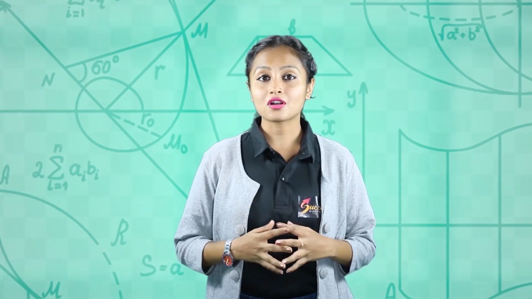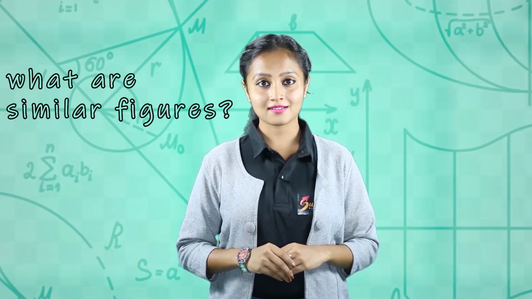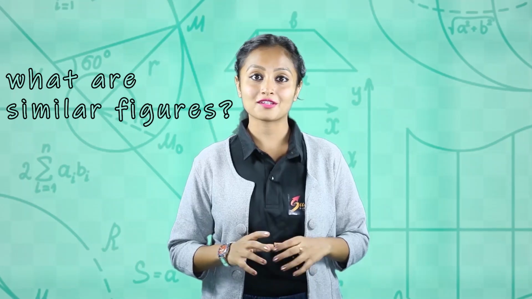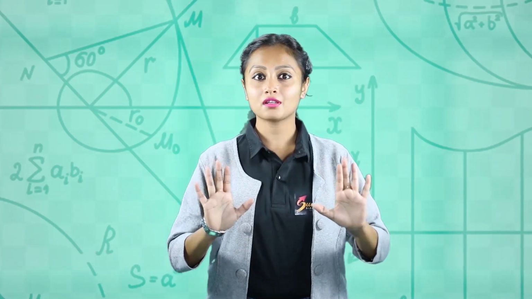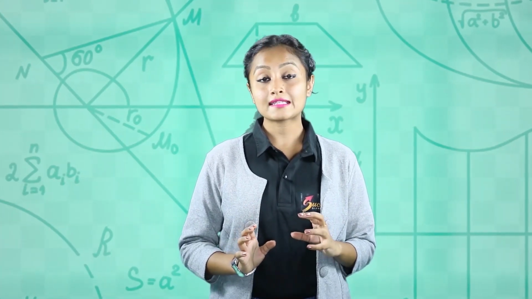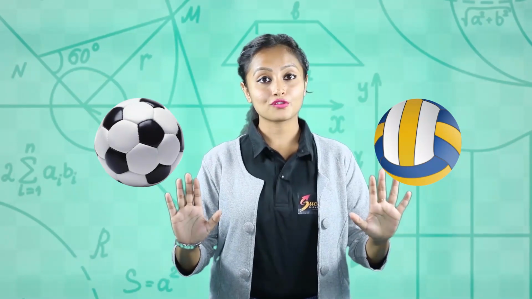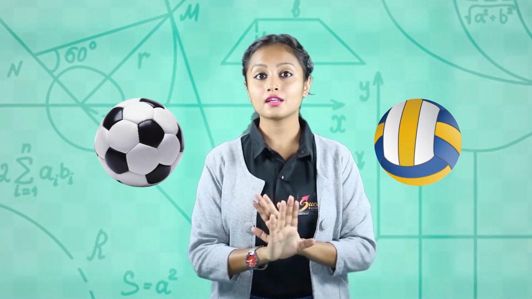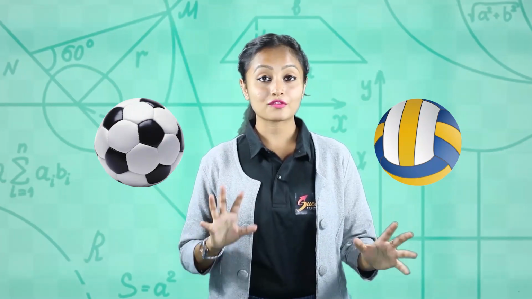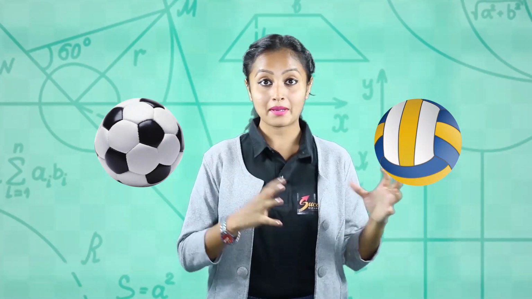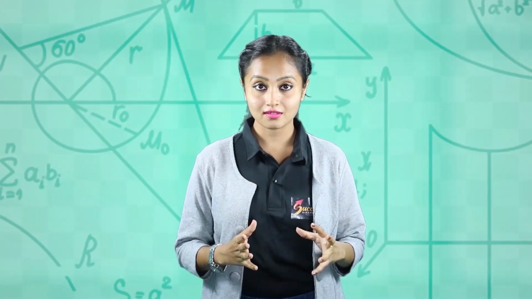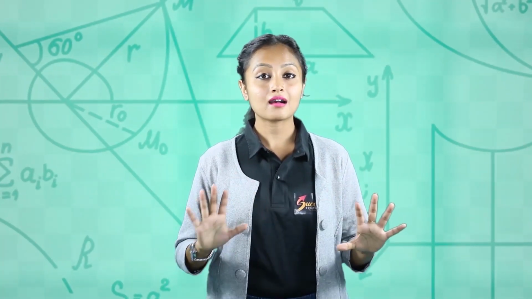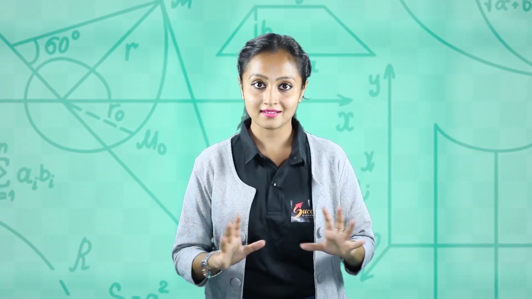So let us talk about similar figures. What are similar figures? Let's talk in general before we get into the definition. Similar figures are those which look very similar to our eyes. For example, let's take a volleyball and a football. To an outsider who sees it, it looks very similar. But in terms of size, it might be different. The shape might be the same, but the size might be different. So similar figures are those figures for which the sizes differ, but the shapes look alike.